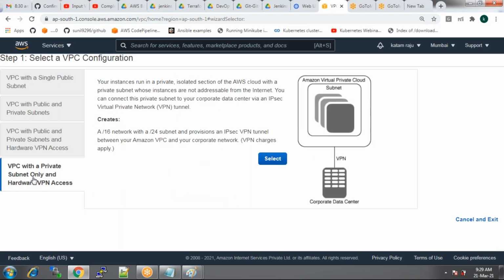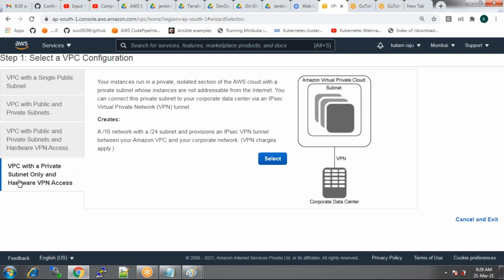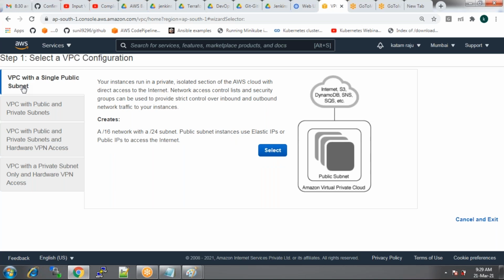The fourth one, VPC with private subnet only. The second example we have seen, VPC with public and private subnet, but who are the users? Outside. But in this example, we have VPC with private subnet only, with VPN hardware devices. And if you go with the first example, what is that? VPC with public subnet only.